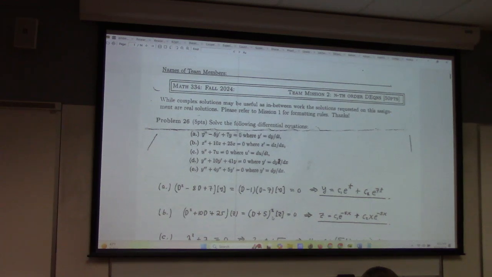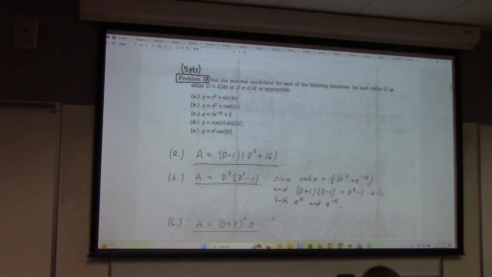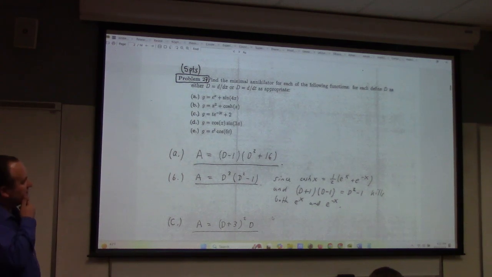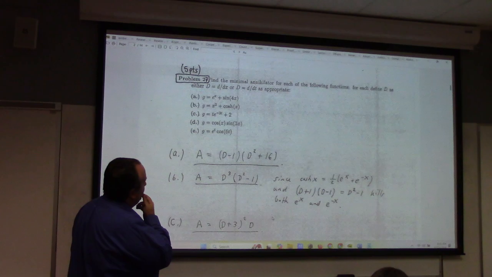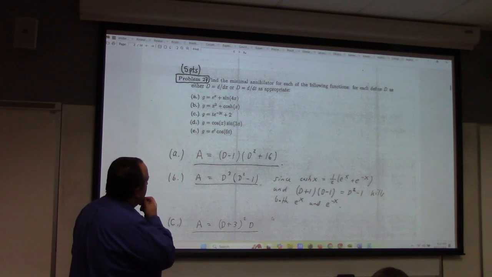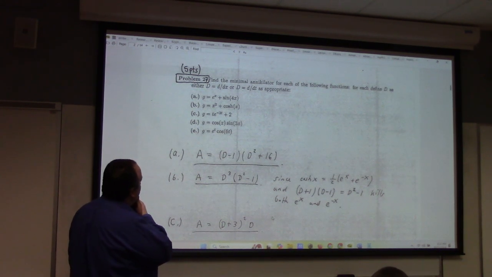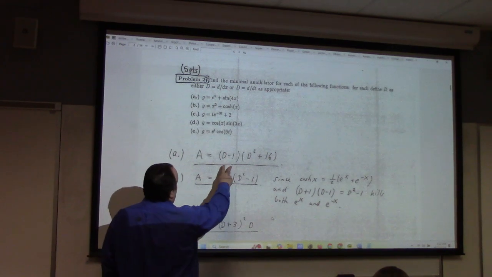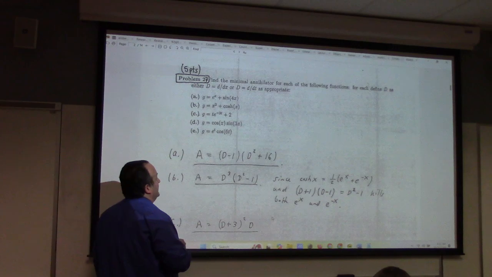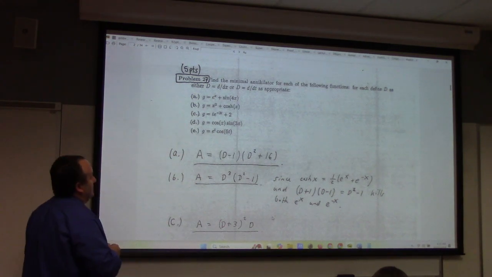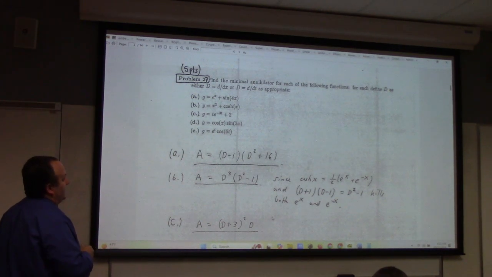Let's see here. Let me talk about a few of these here. So this one, you're supposed to find the annihilator, and the minimal annihilator for each of the following functions. So let's see here. For e to the x, I do D minus 1. For sine 4x, I do D squared plus 16. You put these together, that's the lowest order differential operator that will kill that thing.